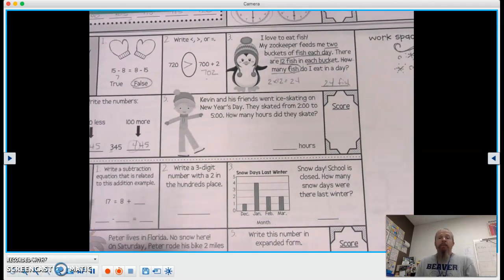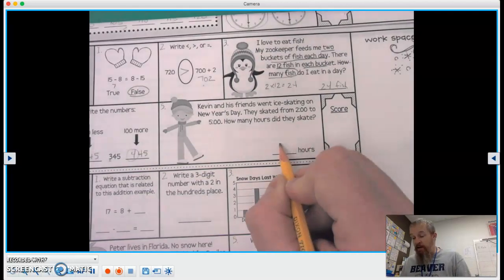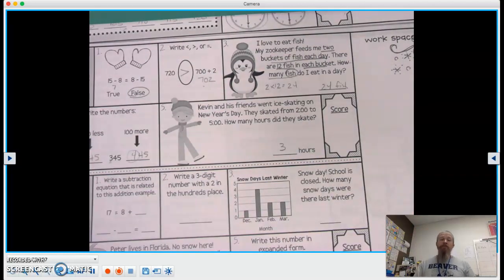Okay, number 5. Kevin and his friends went ice skating on New Year's Day. They skated from 2 o'clock to 5 o'clock. How many hours did they skate? So we start at 2 o'clock and we say 3 o'clock, 4 o'clock, 5 o'clock. So they skated for 3 hours.